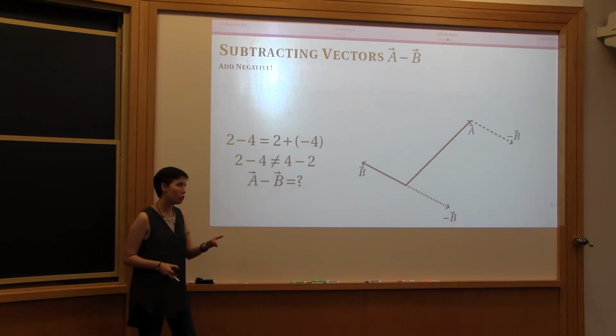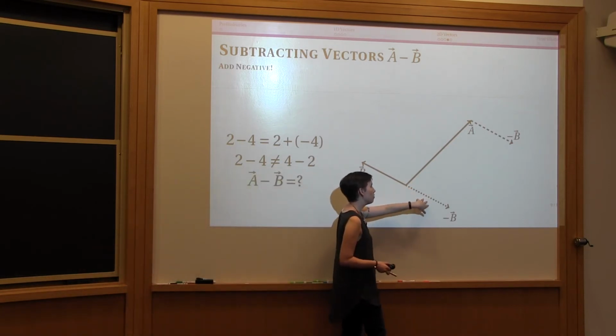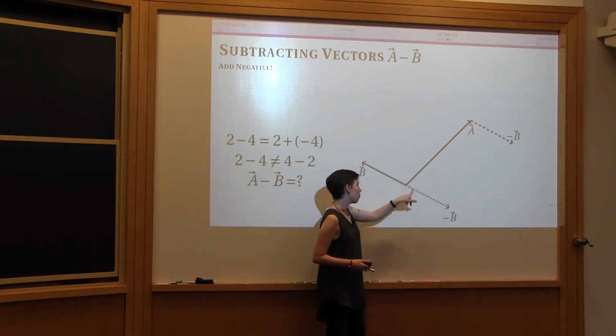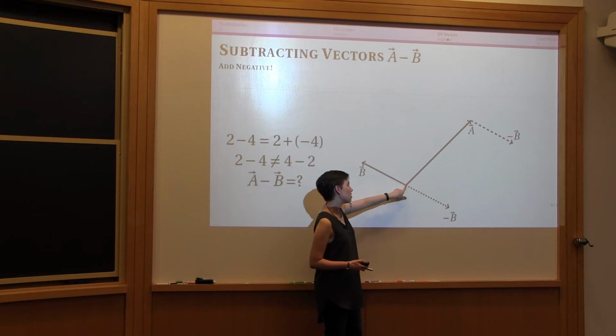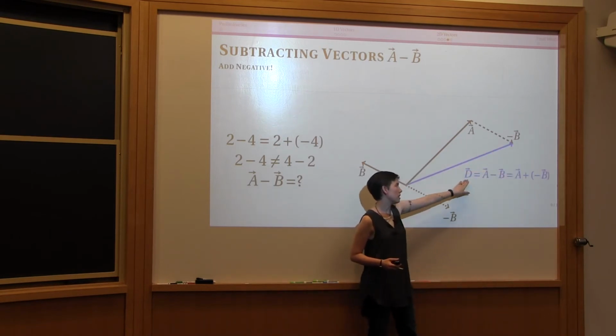So remember from addition that we move our vector so that the tail of the second vector is at the tip of the first one, and then we add them by drawing a line from where, in this case, A starts to where B ends. And I'm calling this vector D.